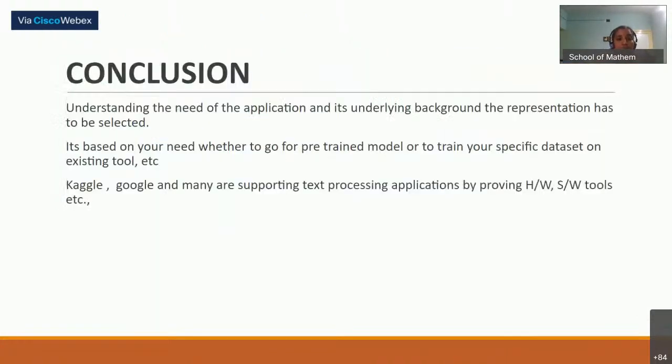Coming to the conclusion, I already concluded. Understanding the need of the application and the underlying background, it is up to you to decide what representation you need, or how much performance you want, or you can check it with the representation. Obviously, it plays a vital role. If you want to use a pre-trained model, go for it. If your data set is different and your need is different, make use of existing Gensim or something like that. Or Kaggle is there, Google Colab is there. This is the conclusion.